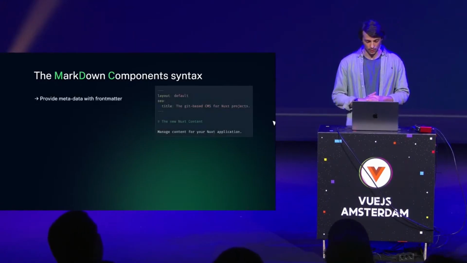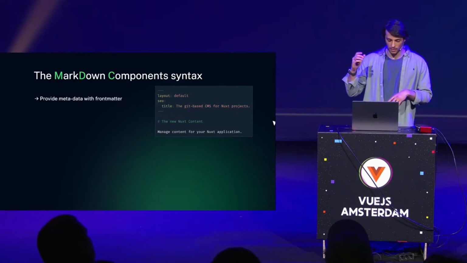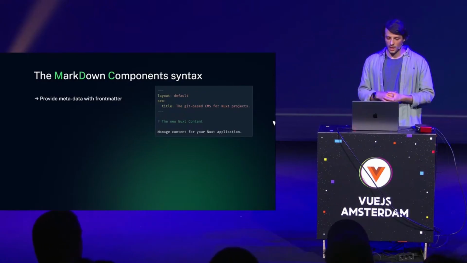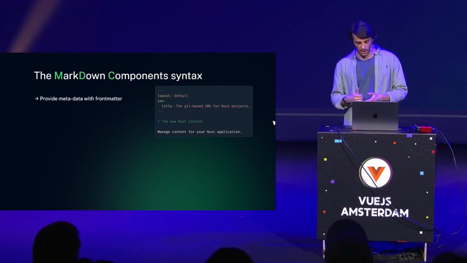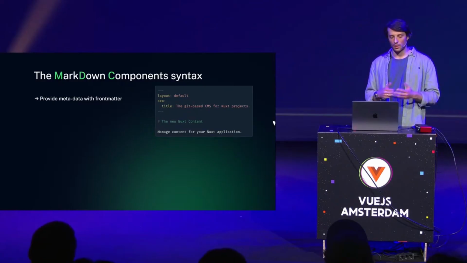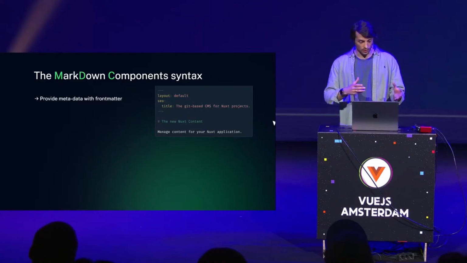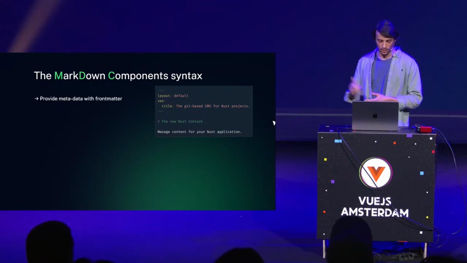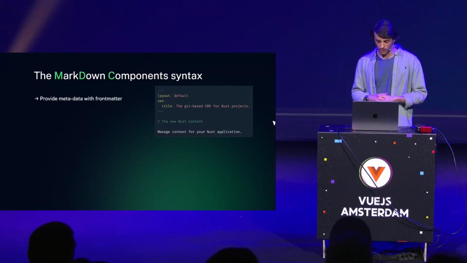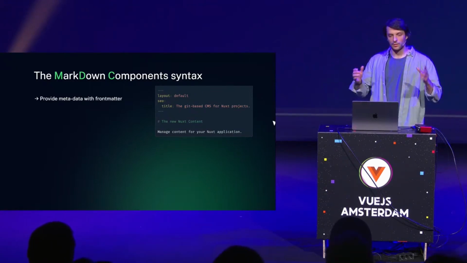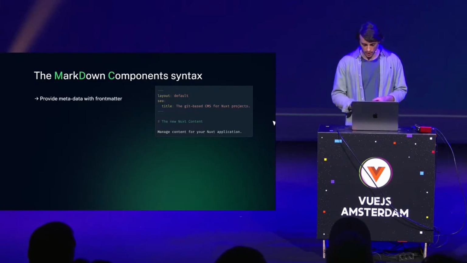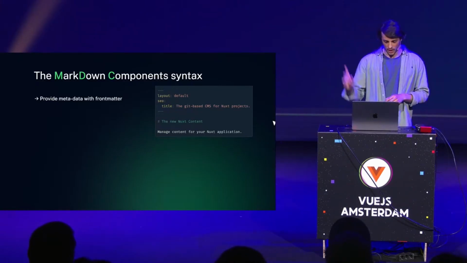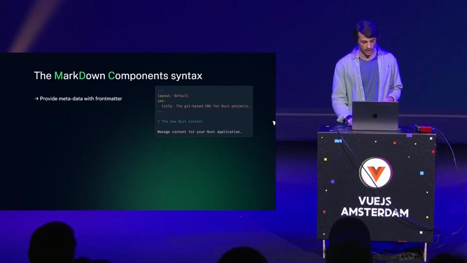For example, you can provide some metadata with your front matter. Front matter is not a specific feature of the MDC syntax, but it's more a convention of Markdown-based CMS to provide metadata to your file. So for example, you can provide your layout, you can provide information about SEO, or whatever key-value pair you would like to use in your file and fetch in your application. In Nuxt Content, we are using YML syntax for this front matter.